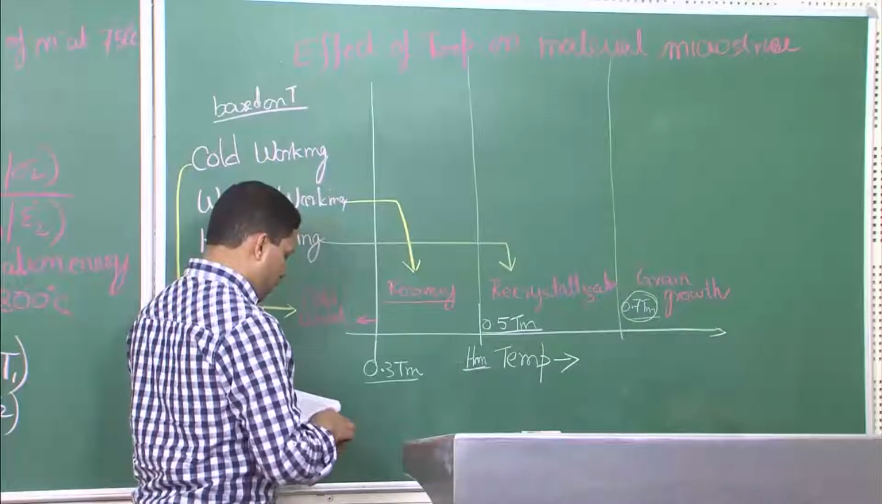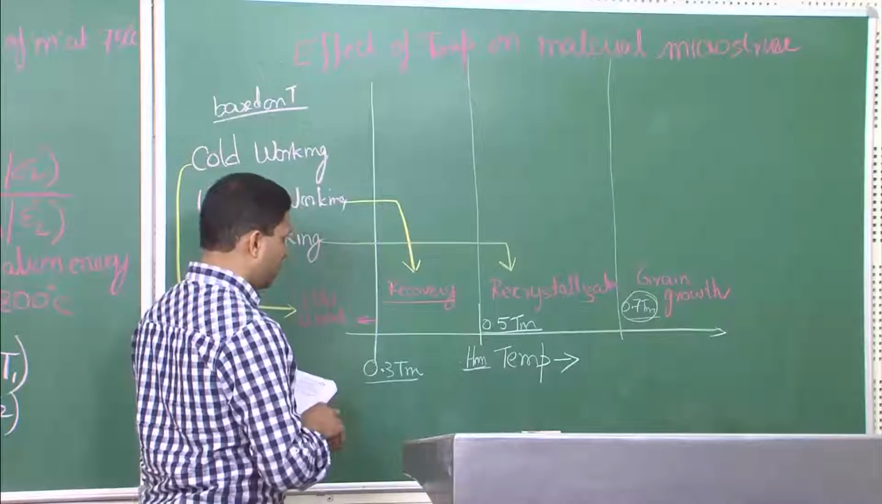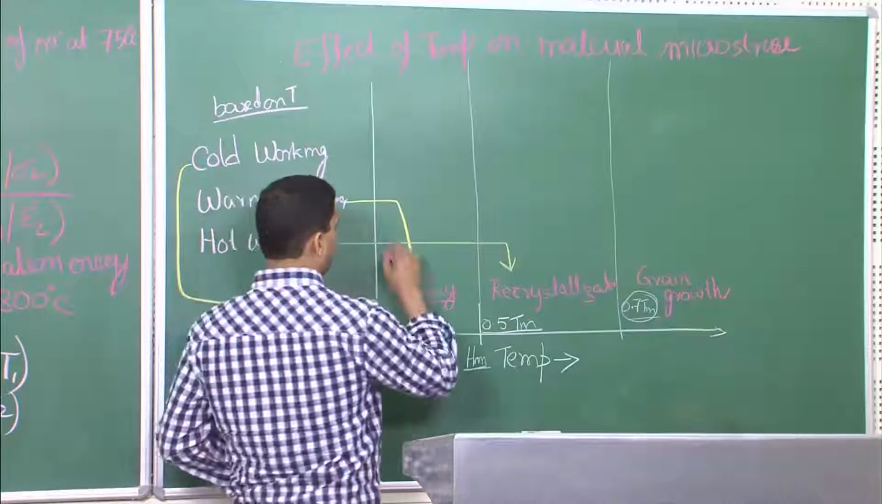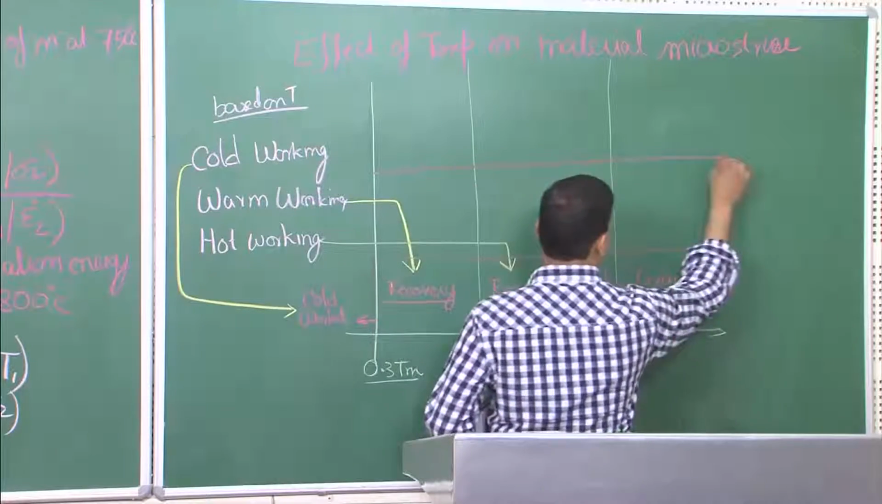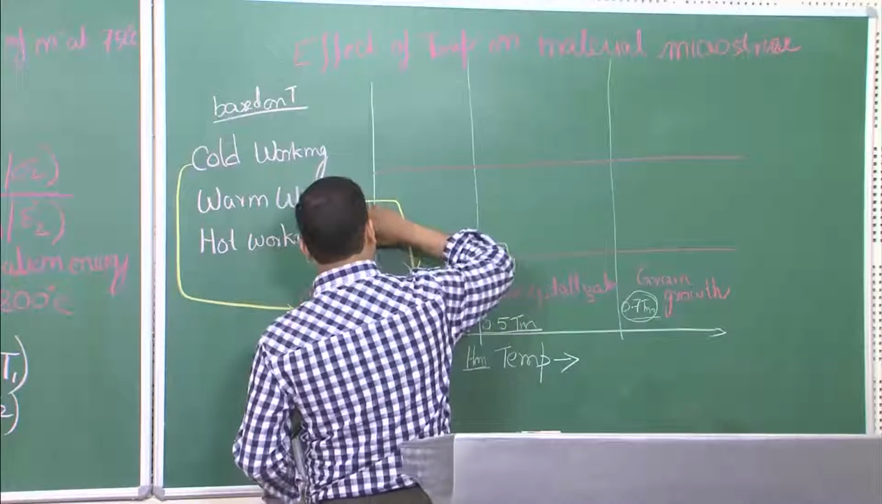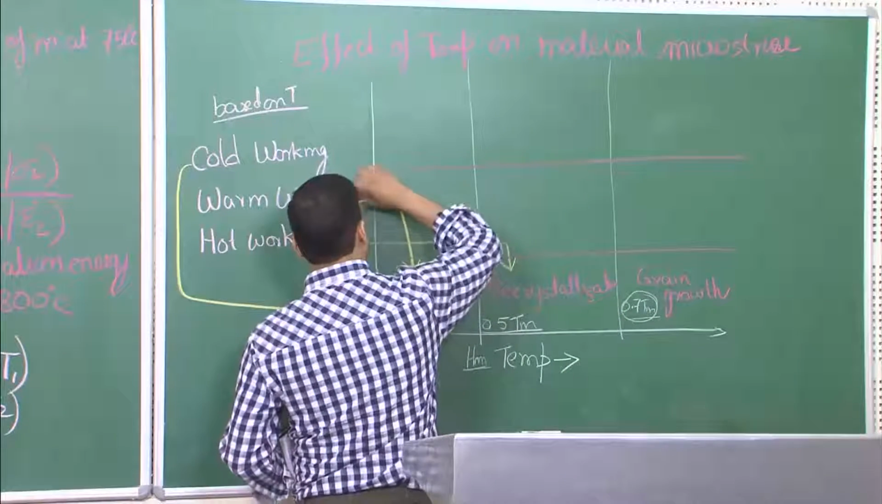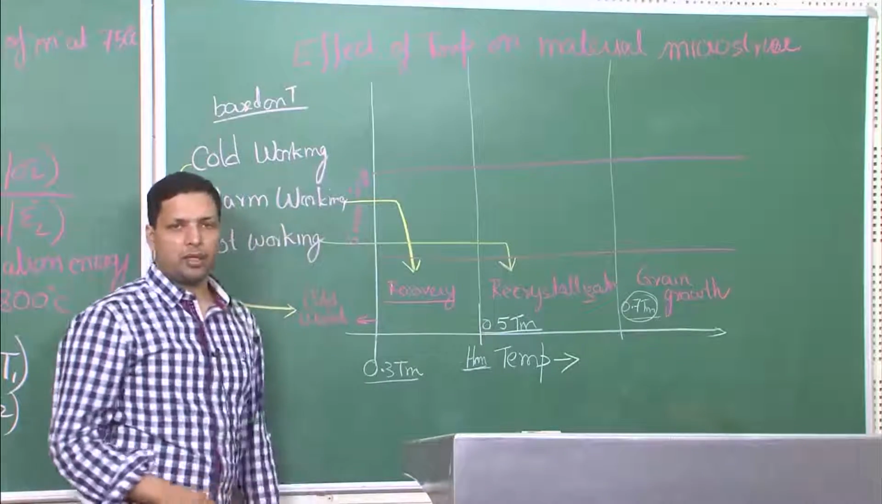Now, if we were to understand what exactly are the parameters that are changing, let us look at that. The first parameter that I would like to describe is grain size. Grain size is a very important parameter.